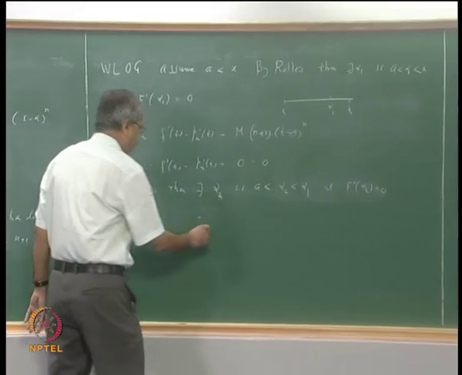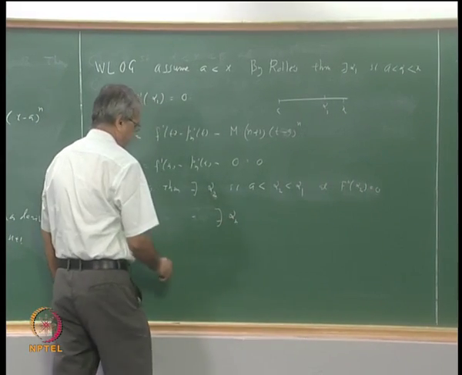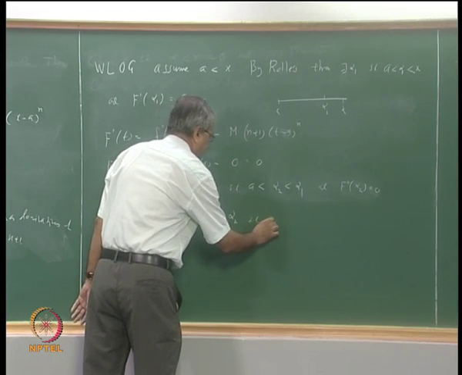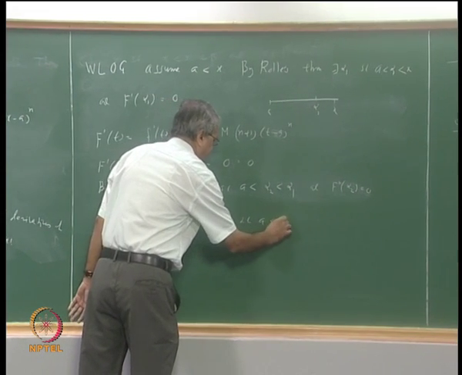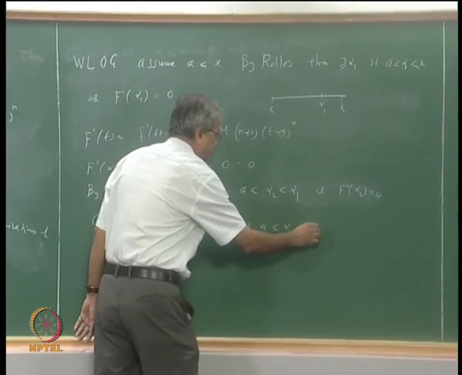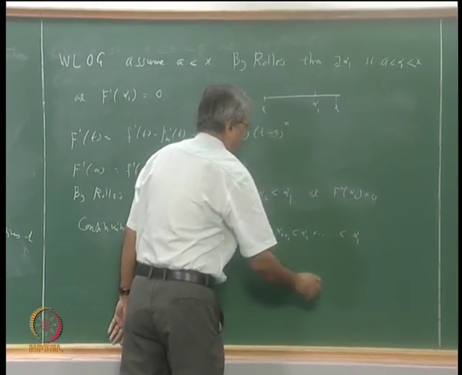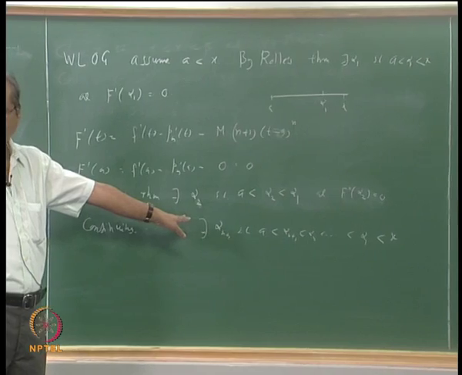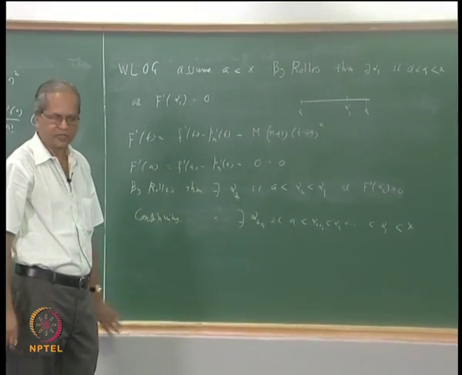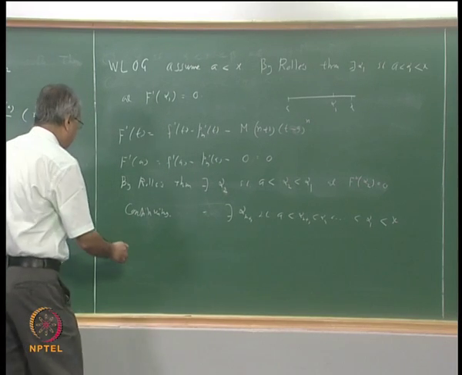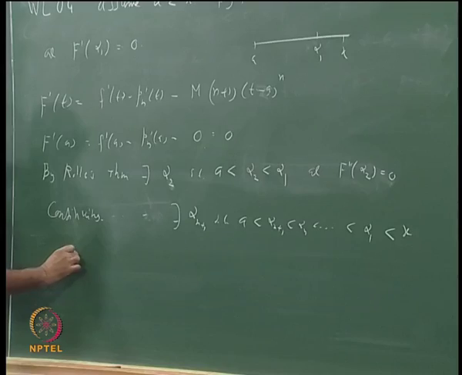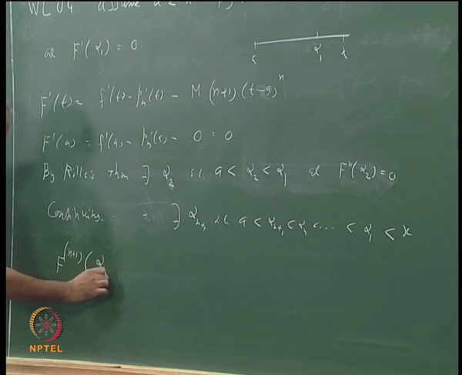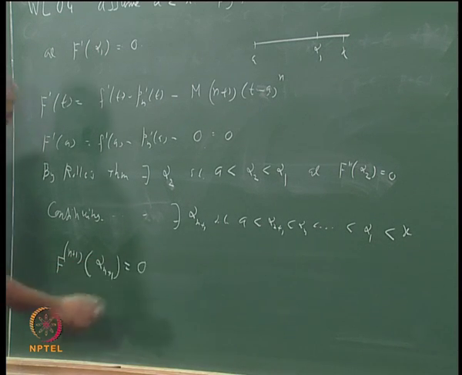So continuing, we will say that there exists alpha n plus 1 such that a is less than alpha n plus 1 is less than alpha n, and so on, less than alpha 1, and that alpha 1 is less than x. So all these points alpha 1 to alpha n plus 1 lie between a and x, such that the n plus 1th derivative at this alpha n plus 1 should be 0.